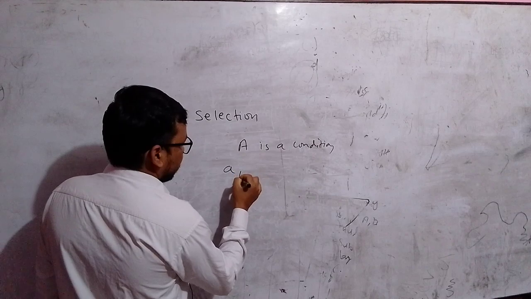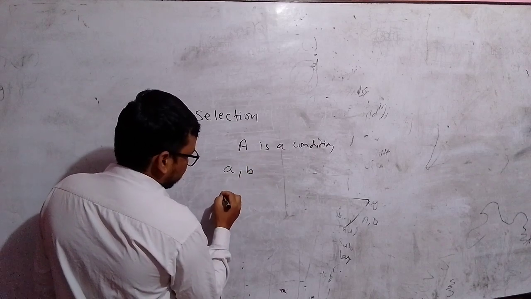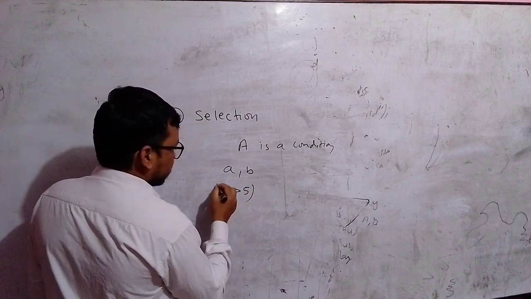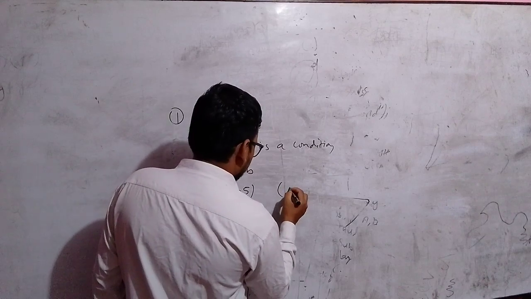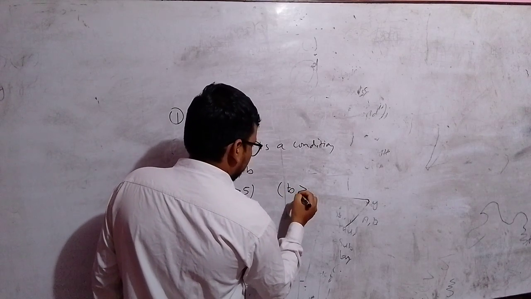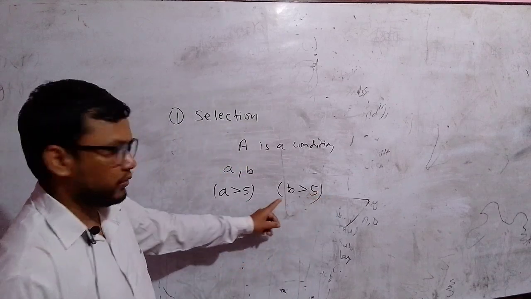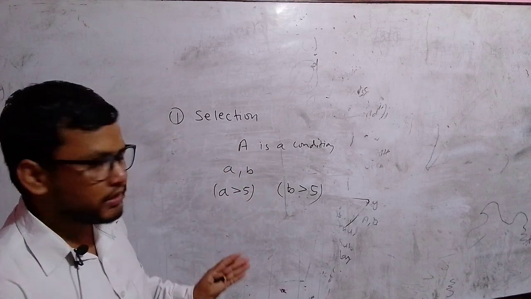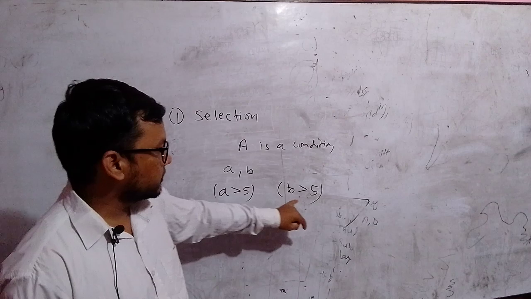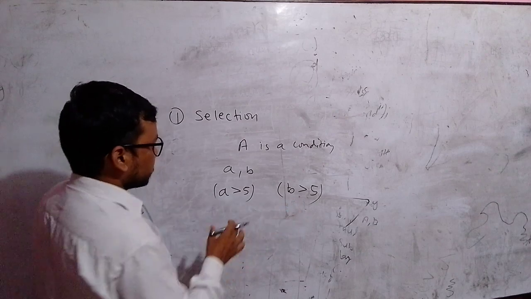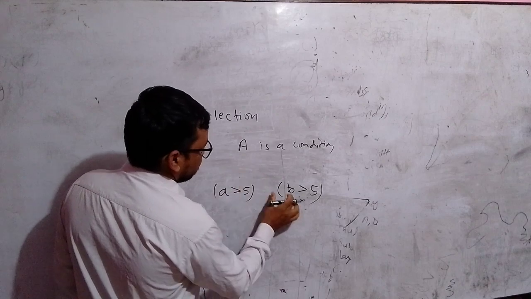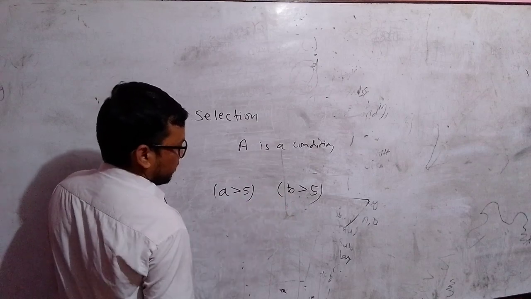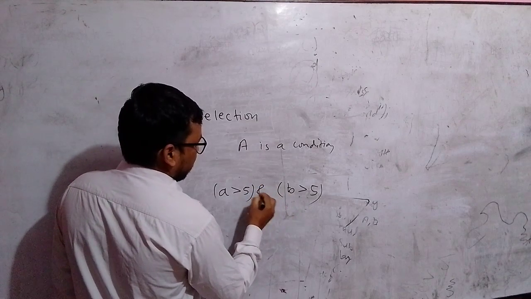Suppose A is one variable, B is another variable, then a condition could be A is greater than 5. This is the first case, and B is greater than 5. These are the two conditions, but we can use them in a single selection statement. If we use two conditions in a single statement, then we need to connect them. That means AND.